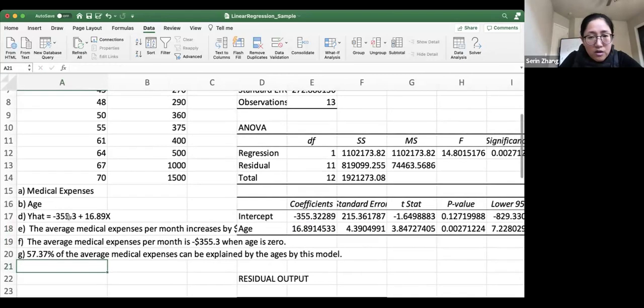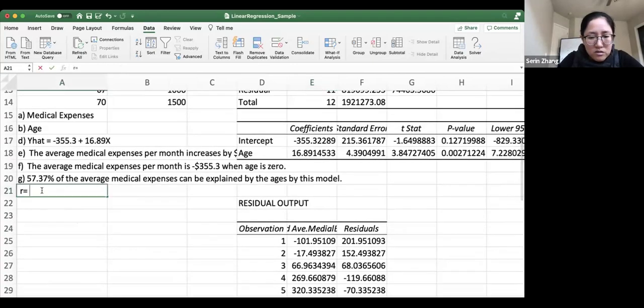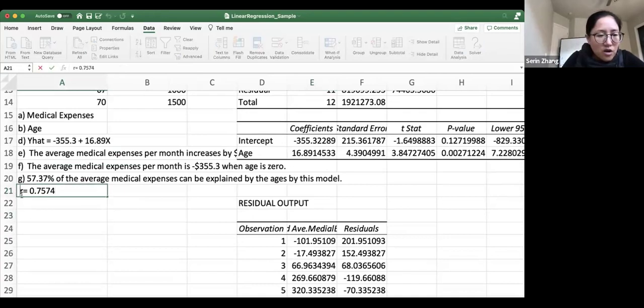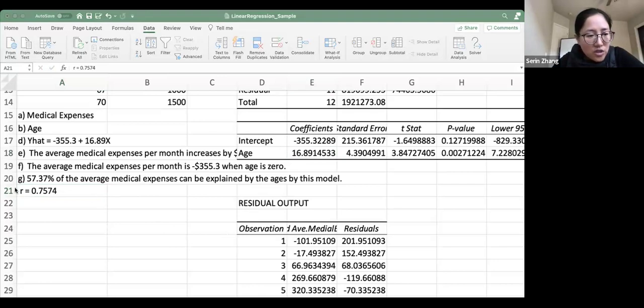Here the R value is 0.7574. Just put it to the fourth decimal place. That's Pearson's R, and the sign should be positive because our slope is positive. If your slope is negative, you have to put the negative here. But we have a positive slope, so the R should be positive. And that's part H.